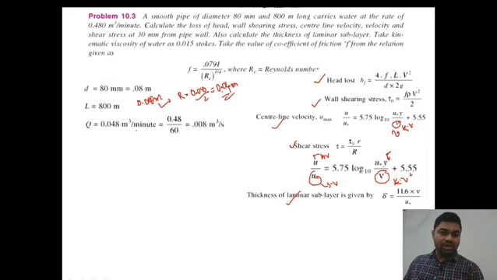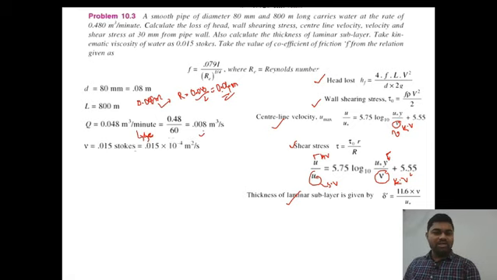So, convert minutes into seconds. To convert minutes into seconds, we need to divide the minutes value by 60. So, the value will be around 0.008 meter cube per second. The value of discharge is 0.008 meter cube per second.